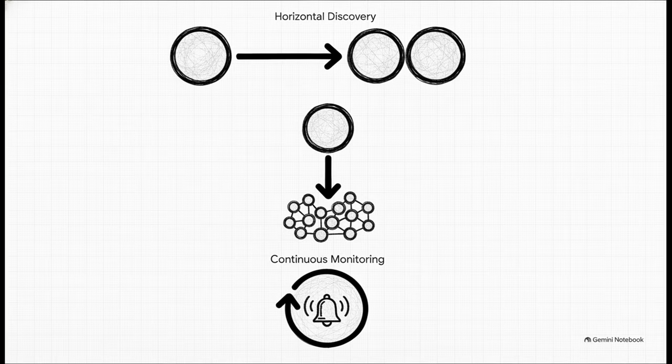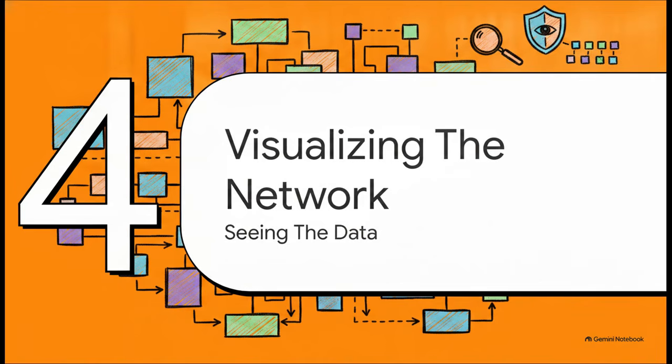Then, once you have a root domain, you switch to enum for vertical discovery. This digs straight down to find all the subdomains tied to that specific root. And finally, track. This one is just incredibly powerful. It allows you to run scans on a continuous basis, meaning it automatically alerts you to any newly discovered assets over time. Let's jump to Section 4, visualizing the network.